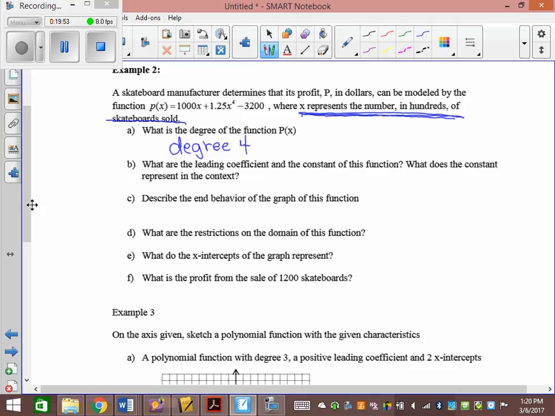What are the leading coefficient and the constant of this function? So what's the leading coefficient? 1.25, because the leading coefficient is always the number in front of the largest exponent. I know that 1,000 seems like it's leading the equation, but the equation is not written in descending order. So in this case, the leading coefficient is 1.25. Dylan, what's the constant? The constant is the value without a variable.